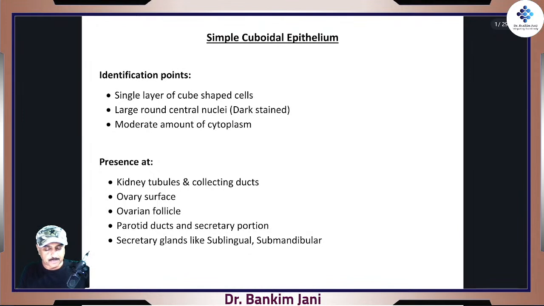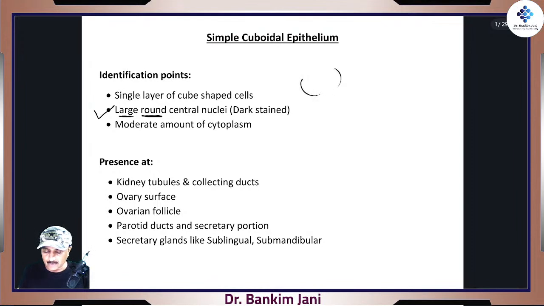Single layer of cube shaped cells, but this is what we are interested in. Large round central nuclei, which is the dark stain. Large and round, that's our keyword. Moderate amount of cytoplasm, because the cells are bigger, we'll be able to see the cytoplasm. Where do we see? Kidney tubules and collecting ducts.